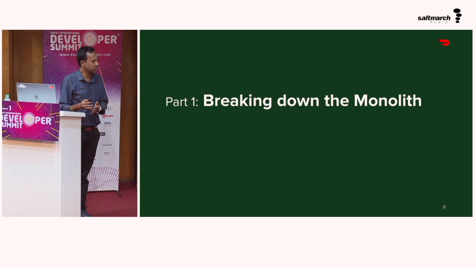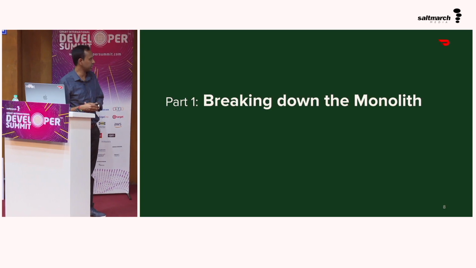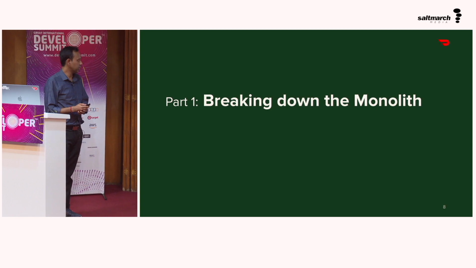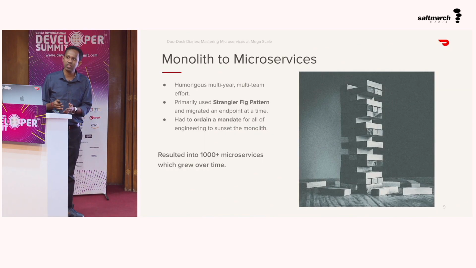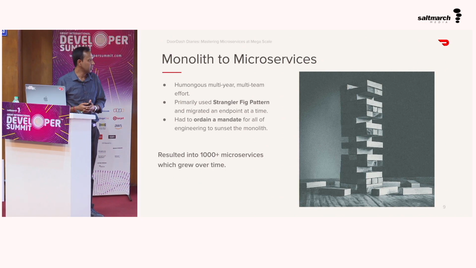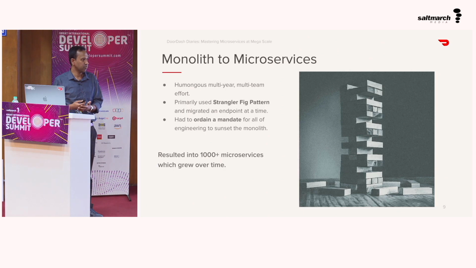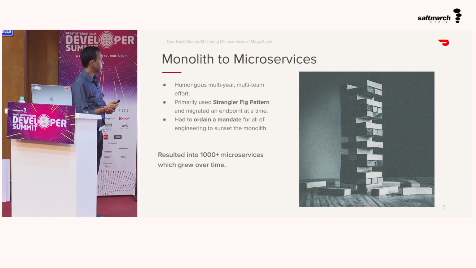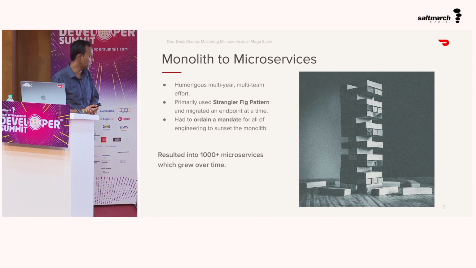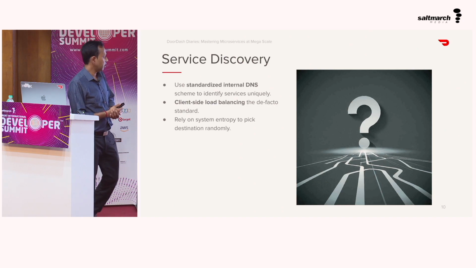Let's look at how DoorDash evolved into the microservice architecture it is today, and how it tackled the scale while being on that journey. Part one is breaking down the monolith. DoorDash started just like a lot of other startups, with a monolith, letting the concept evolve and prove itself, and soon enough we wanted to break down the monolith into microservices for a lot of different reasons. This was a huge, multi-year, multi-team effort, and mainly we used the strangler-fig pattern with a lot of scream tests, and eventually we had to issue a mandate to get rid of the monolith, and that resulted in thousands of microservices.